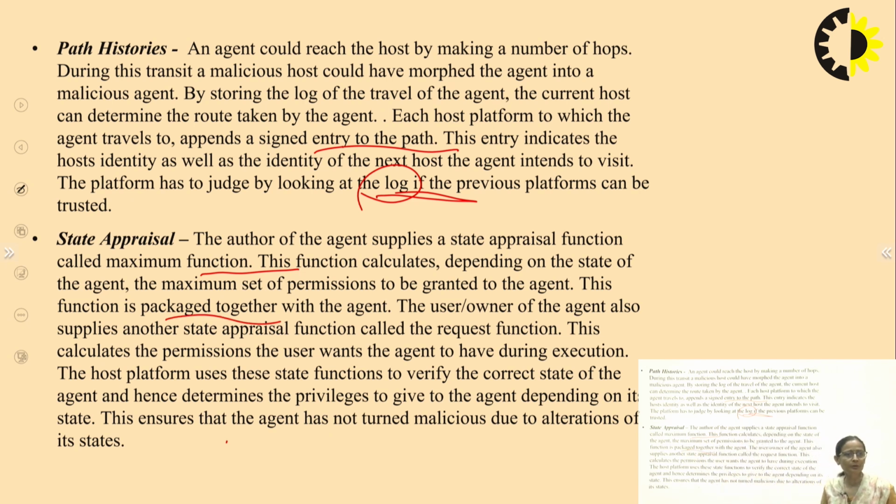The user or the owner of the agent also supplies another state appraisal function, which is called the request function. This calculates the permissions the user wants the agent to have during execution. The host platforms use these state functions to verify the correct state of the agent and hence determine the permissions or privileges which can be given to the agent depending on its state. So this ensures that the agent has not turned malicious due to alterations of its state.